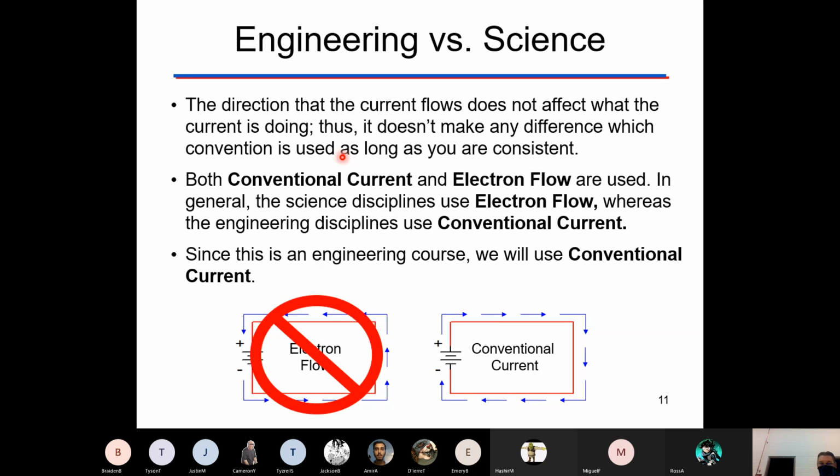However, depending on what we're talking about and where we're at, you're either going to use the electron flow theory or you're going to use conventional current. Because we're in an engineering course, we're going to use conventional current, which means we're going to assume that the current is flowing from positive to negative. However, scientists will tell you that that is not accurate.